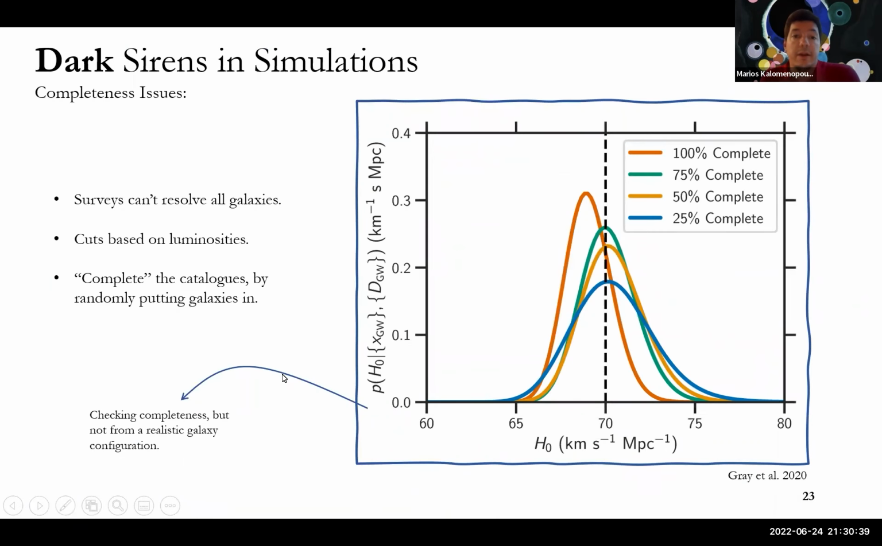As a next step, what is quite important to check is completeness issues. So surveys, we know that they have some observational limitations and cannot observe all the galaxies in many cases in the region they observe. So when we have a gravitational wave observation, we try to find the galaxies inside its sky localization region. Some of the galaxies can be missing due to the survey's limitations.